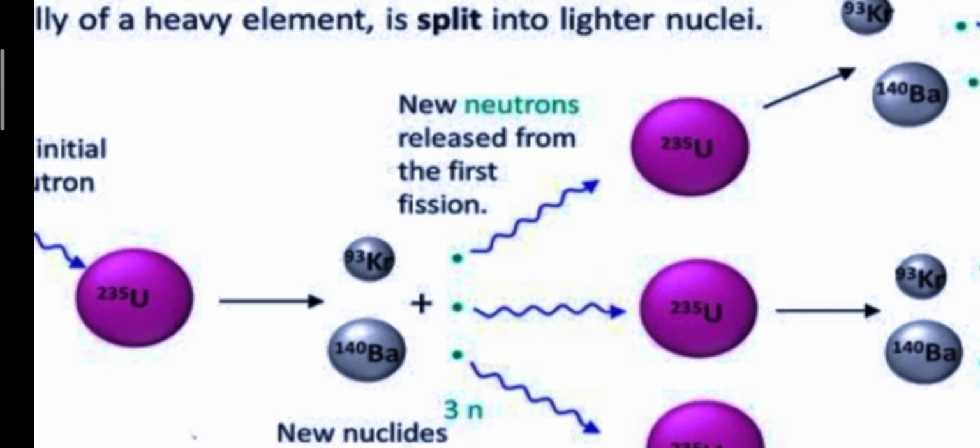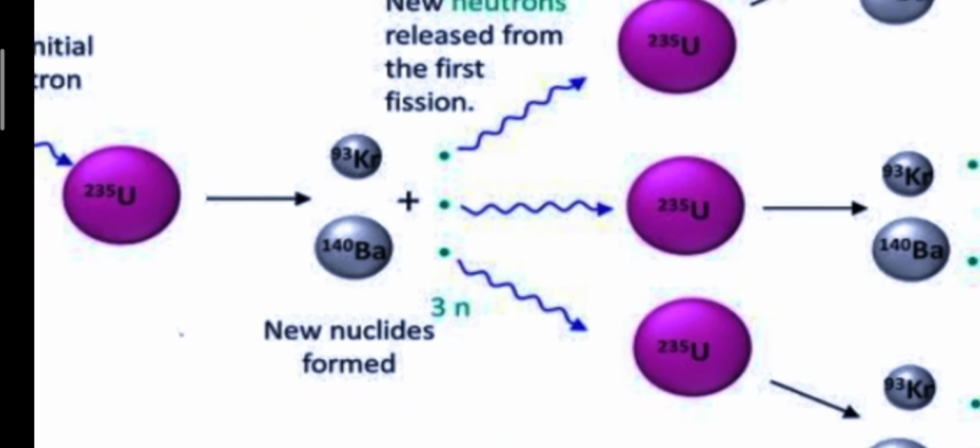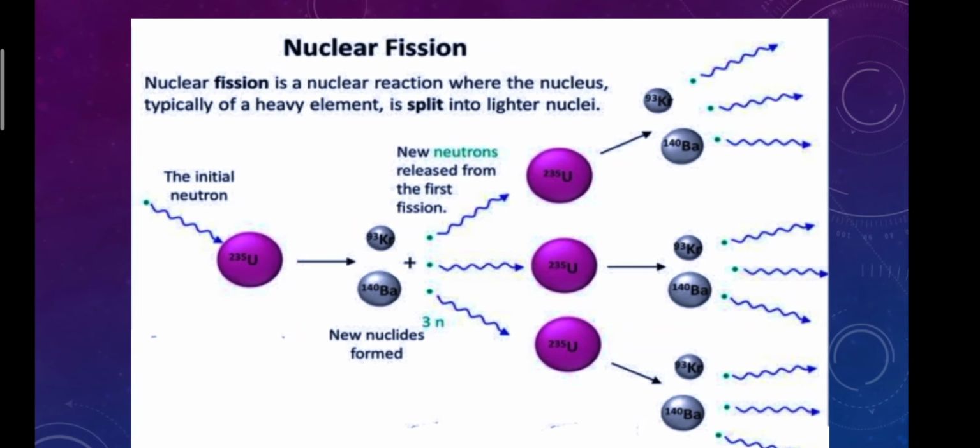New neutrons released from the first fission are bombarded on another 3 uranium atoms, and these 3 uranium atoms again divide into 2 lighter nuclei with the release of 3 neutrons. This uranium atom is divided into barium and krypton with the release of 3 neutrons. The second neutron is bombarded on another uranium atom. This uranium atom is again divided into barium and krypton with the release of 3 neutrons.